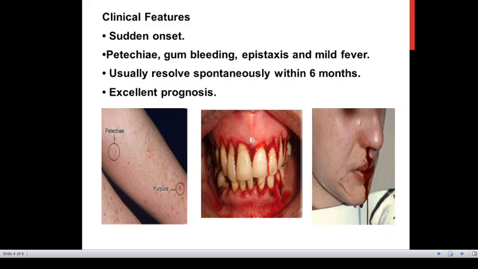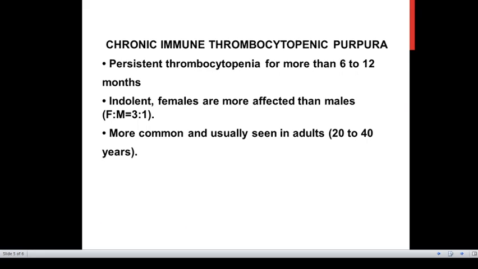Now let us discuss chronic ITP, chronic immune thrombocytopenic purpura. Chronic ITP is defined as persistent thrombocytopenia. I repeat, persistent thrombocytopenia that lasts more than 6 to 12 months, and this is an indolent and more common form of primary ITP, and this is usually seen more in adults.